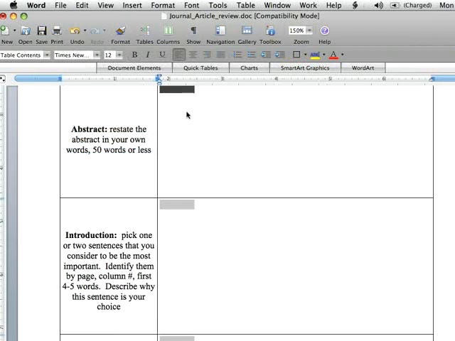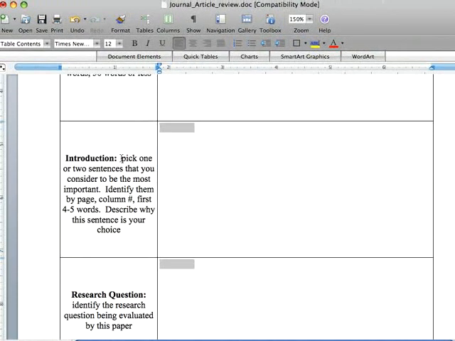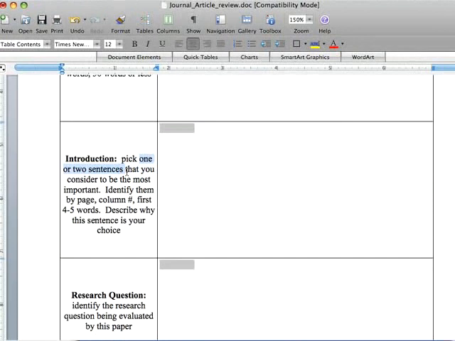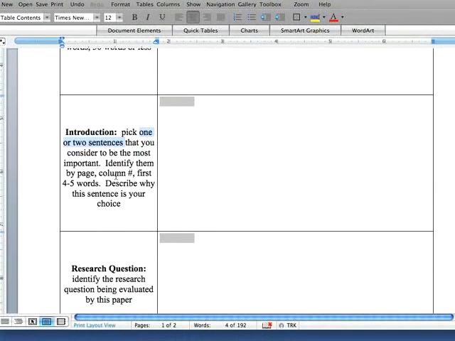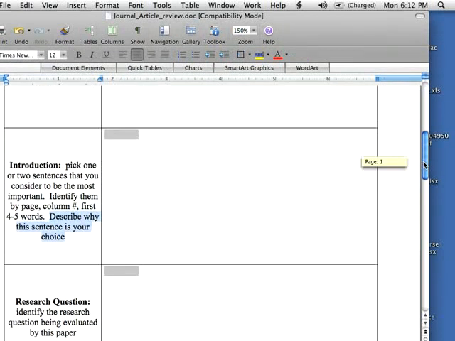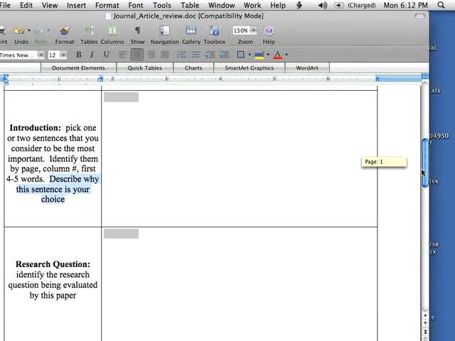It doesn't need to be sophisticated scientific language. Tell me what the abstract is telling you. Down in the introduction, you're going to pick one or two sentences, and that's all. One or two sentences that you consider to be the most important, and you identify them by page, by column number, and the first four or five words, and then you describe why these sentences are your choice. There's no right answer there. I'm interested to see what you think are the most important sentences.